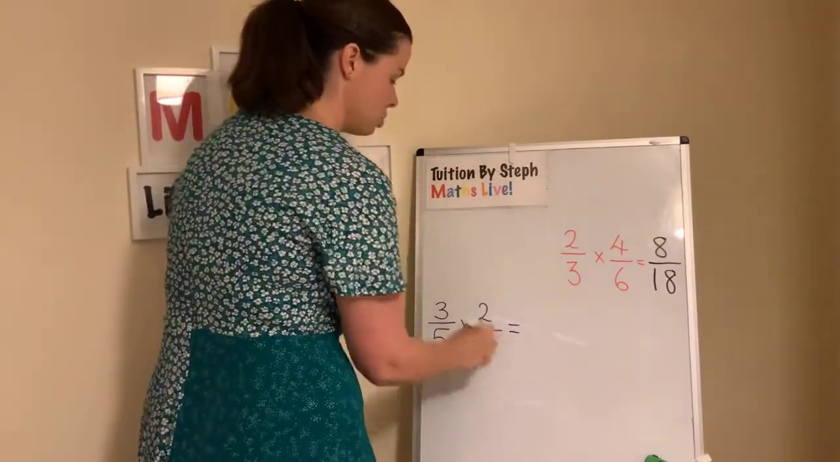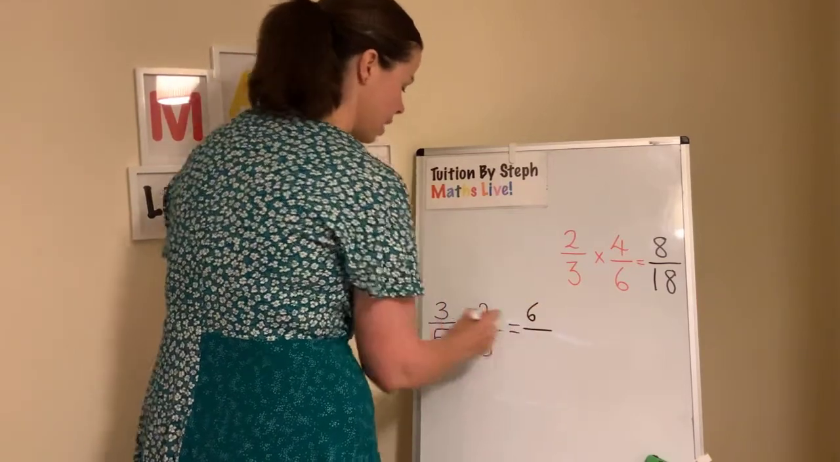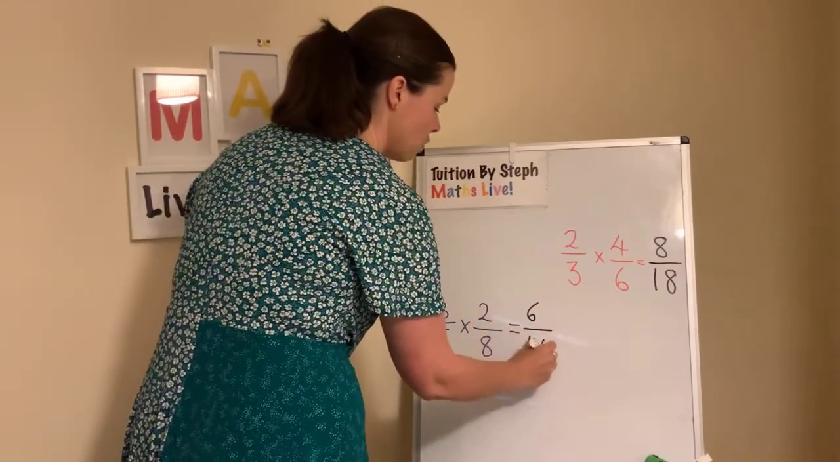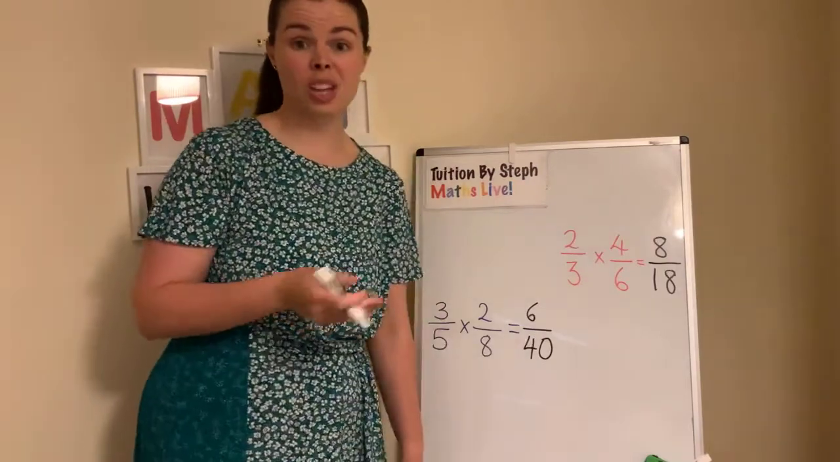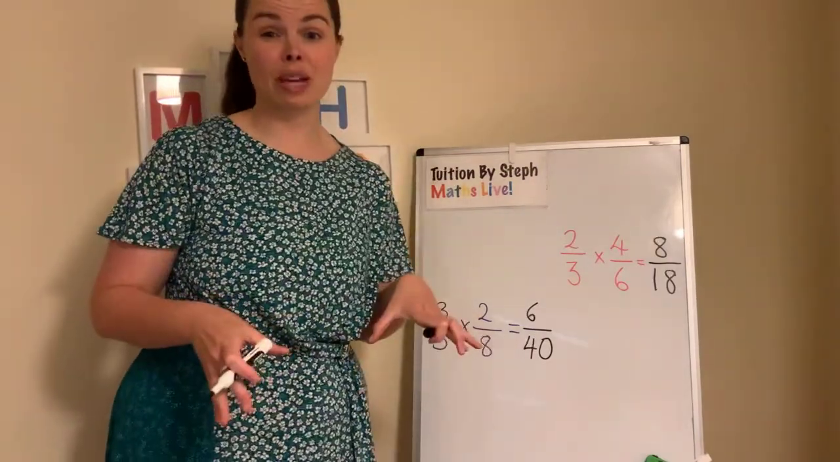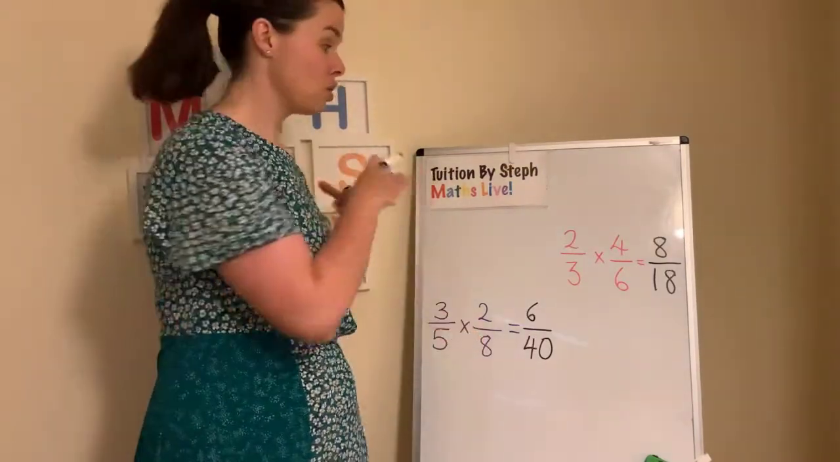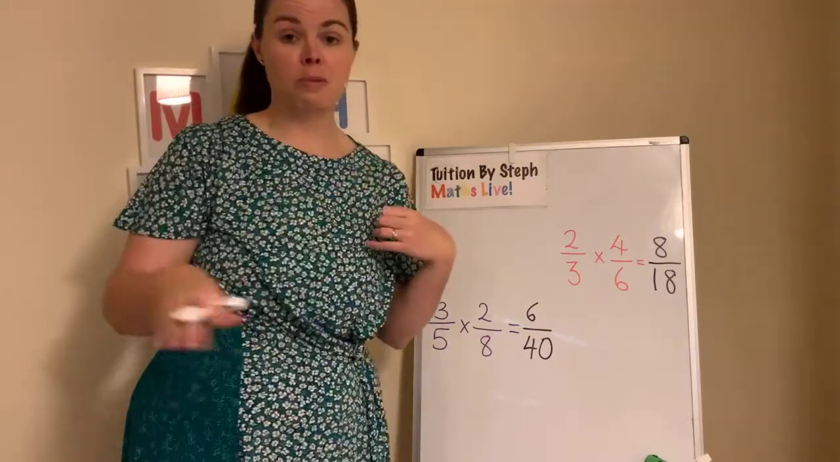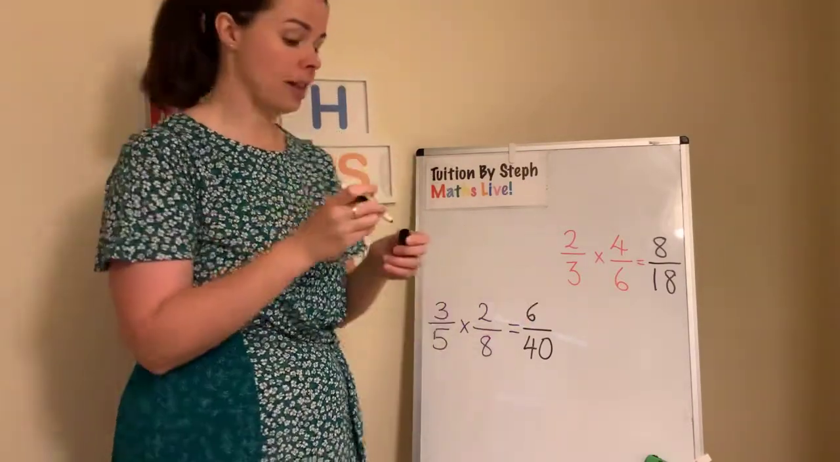We'll come back in a second though. And then 3 times 2 is 6. And 5 times 8 is 40. So that's all you do. That's why I just actually wanted to show it really, really quickly. Okay? Because all you've got to do is remember, multiply the numerators, multiply the denominators, you've got your answer.